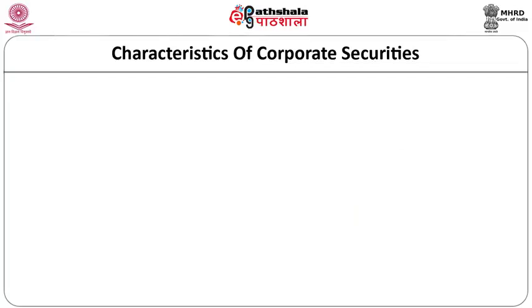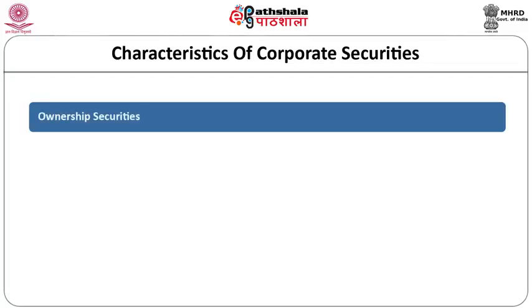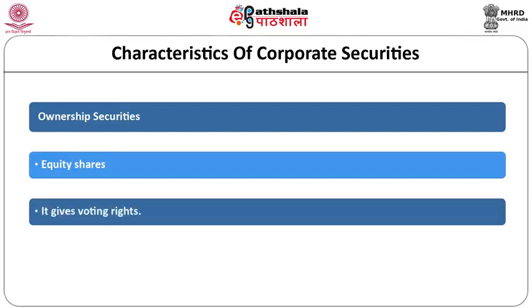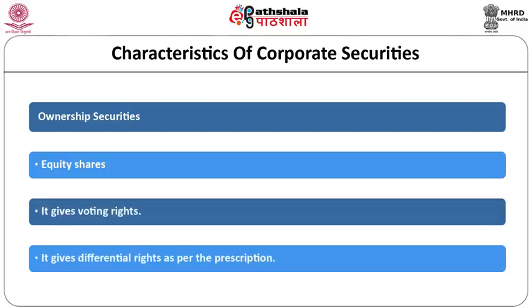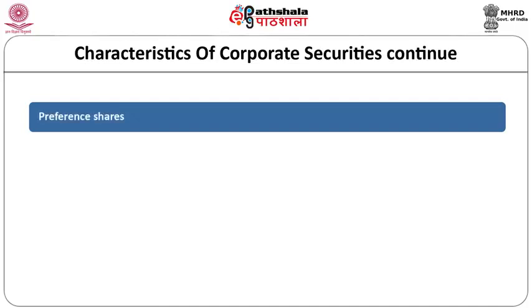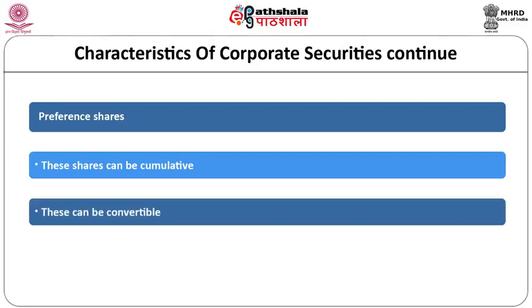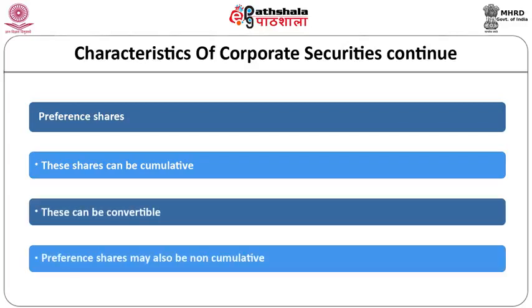Characteristics of corporate securities. Ownership securities: equity shares. It gives voting rights. It gives differential rights as per the prescription. Preference shares: these shares can be cumulative. These can be convertible. Preference shares may also be non-cumulative.